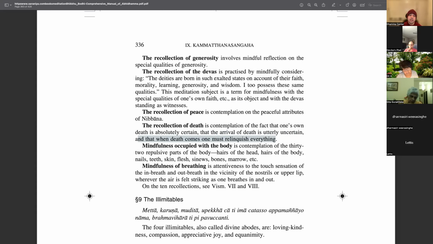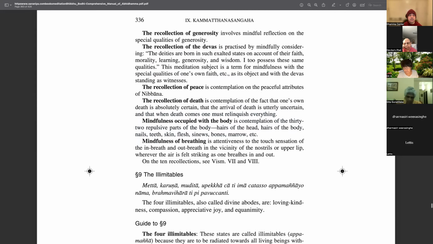Mindfulness occupied with the body is contemplation of the 32 repulsive parts of the body: hairs of the head, hairs of the body, nails, teeth, skin, flesh, sinews, bones, marrow. This is the foulness of the body, Asubha bhavana. The 32 parts meditation.